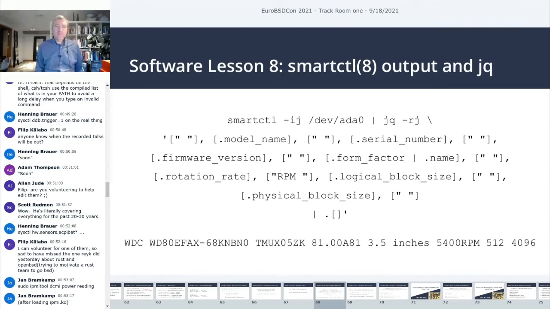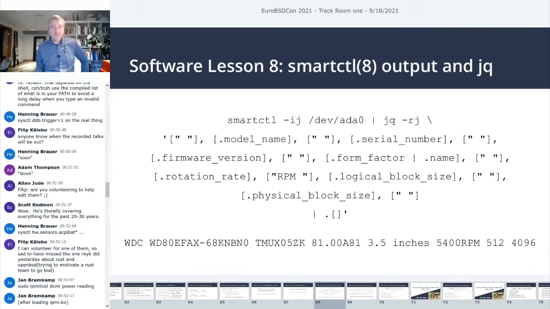Smartctl, whichever term you prefer, finally sprouted JSON output. And there will be a talk tomorrow about smartutil, which does a whole bunch of things differently and is permissively licensed. It could be used in a base system or in ZFS. However, here is how you parse basic smartctl output with JSON. It's only relatively recent versions that support it.